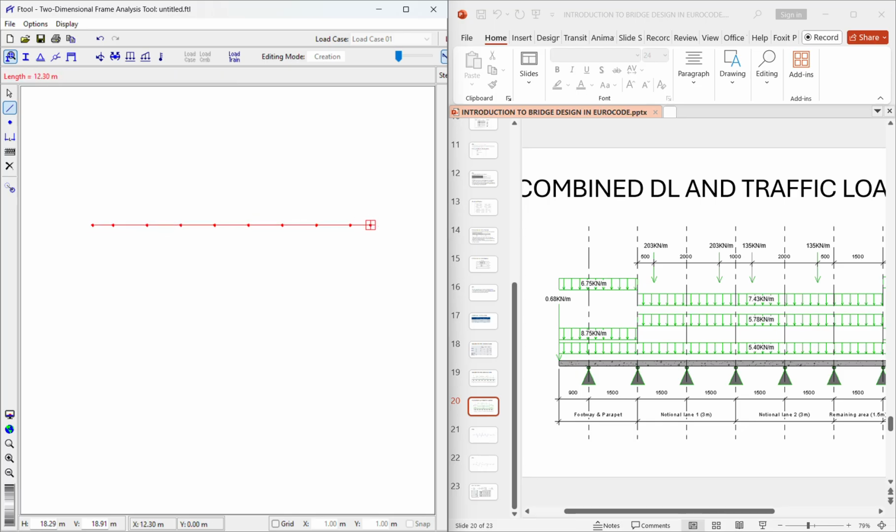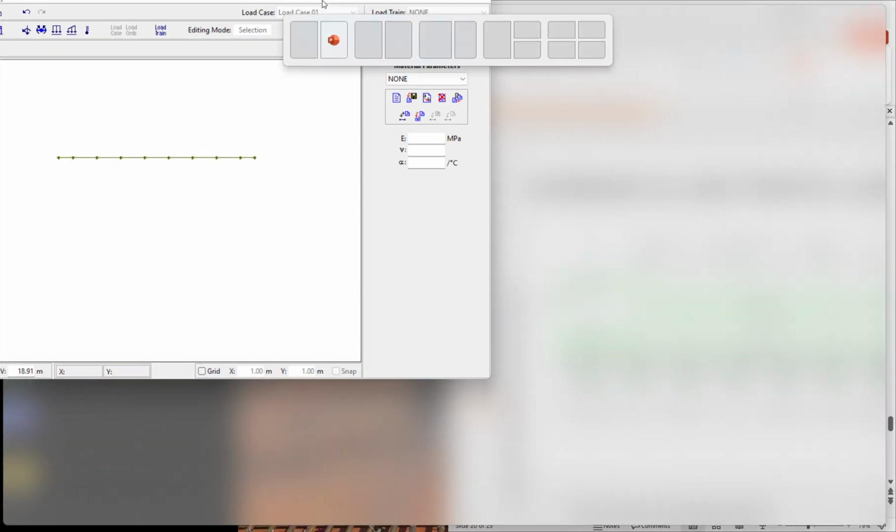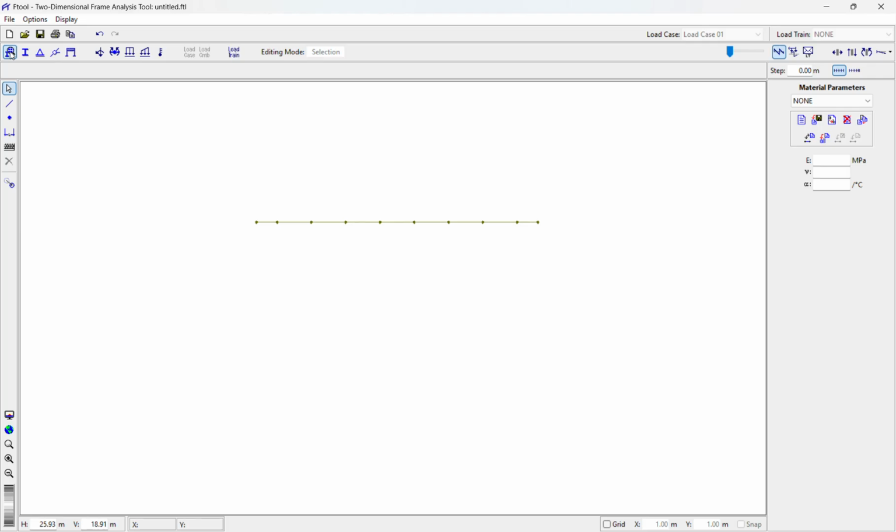Let's put our beam or our slab. So that is our slab, it's ready. So let's define our material properties. A new material shall be a concrete bridge. Concrete, done. So shift key, select all our members, and then you shall apply.